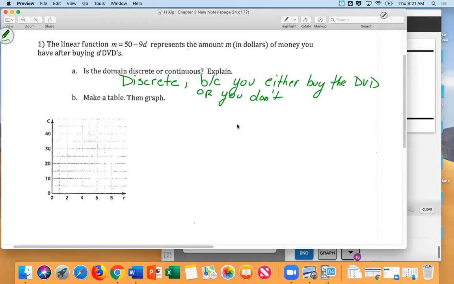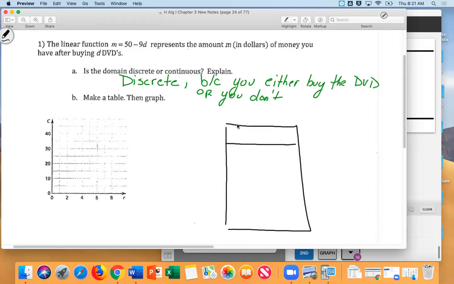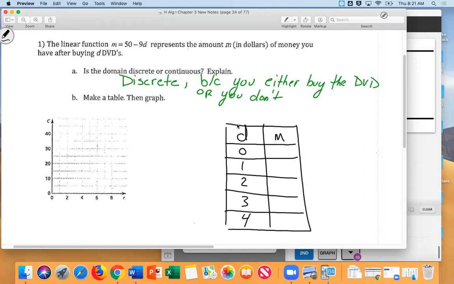All right, so we're going to make a table. It was D for DVDs and M for money. And Sophie, this time, I just went 0, 1, 2, 3, that's what my table has. Now, if I buy zero DVDs, well, 50 minus 9 times 0, that's $50. If I buy one DVD, I'd have $41. Two, I would have 32. Three, I would have 23. And if I bought four, I would have $14.